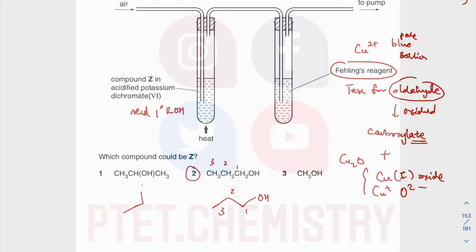If I check number 1, so there's 1, 2, and 3. This is propan-2-ol. This is a secondary alcohol because the carbon with the OH is bonded to 2 other carbons. This is a secondary alcohol. It will not give you aldehyde. 2 is correct, 1 is wrong. There's only one option.